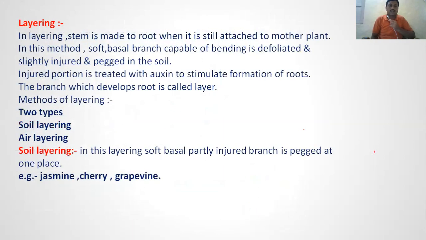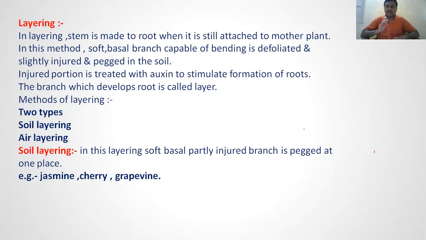The next is layering. Layering is the last artificial method. In layering, the stem is made to develop roots while it is still attached to the mother plant.